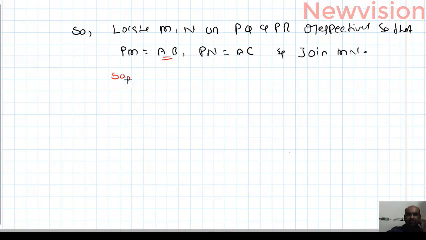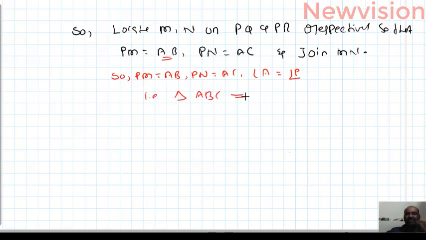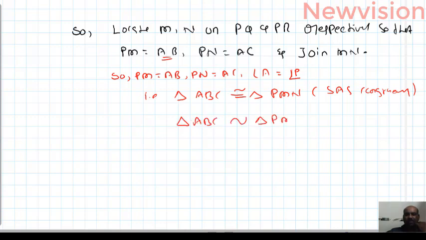So PM equal to AB, PN equal to AC, angle A equal to angle P, that is triangle ABC is congruent to triangle PMN from SAS congruency. That is, if two triangles are congruent, automatically they are similar. No? Triangle ABC similar to triangle PMN.